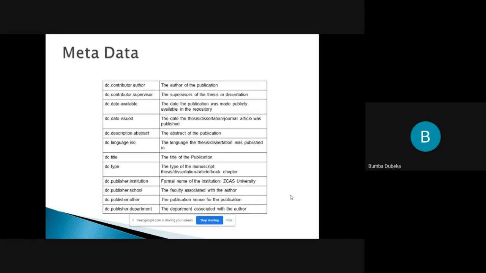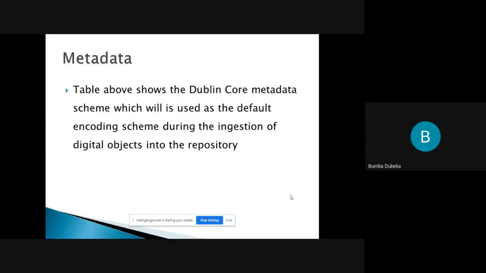This applies to both the thesis and dissertations as well as the journal articles. We have all these other things that appear on the screen, and we thought it is very important to clearly state them, and it acts as a guideline. So if I'm new and ingesting content, with such a guideline I can quickly note what I've left out. Like I said, the table shows the Dublin Core metadata scheme, and it's used as the default encoding scheme during the ingestion of digital items in our repository.